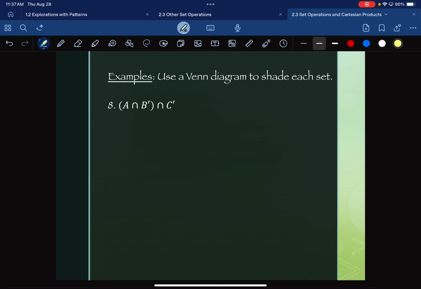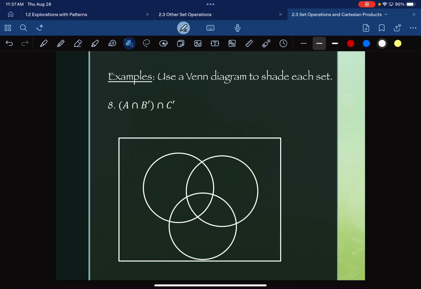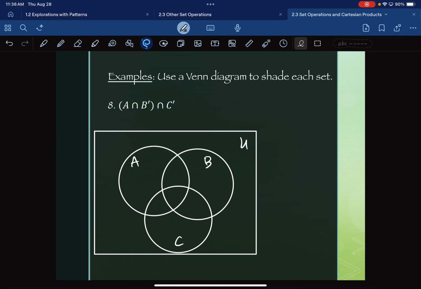So we're going to start again with our rectangle. Hang on, wrong color. And our 3 overlapping circles. And again, how do I know that there's 3 overlapping circles as opposed to just 2? It lists 3 items in the problem itself, A, B, and C. All right, I'm going to number my regions just like I did before as well. I have 1, 2, 3 across the top, 4, 5, 6 through the middle, 7 down with C, and 8 on the bottom.